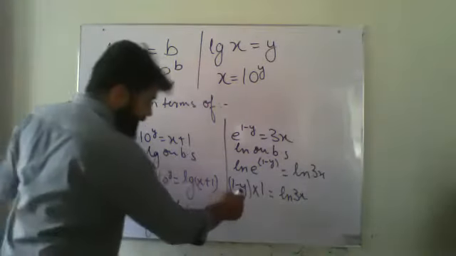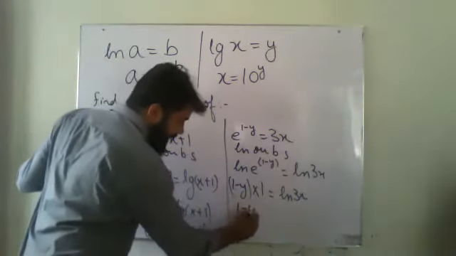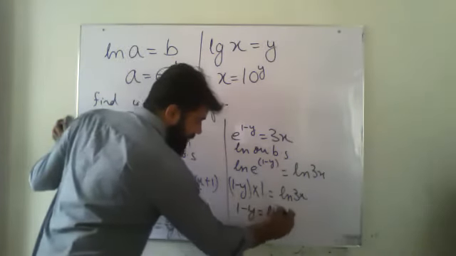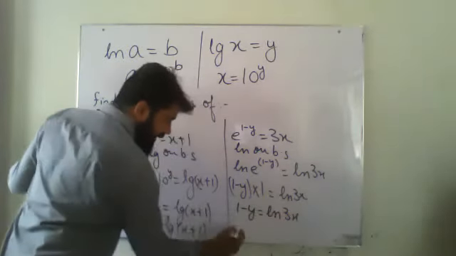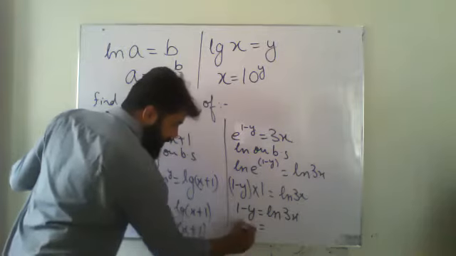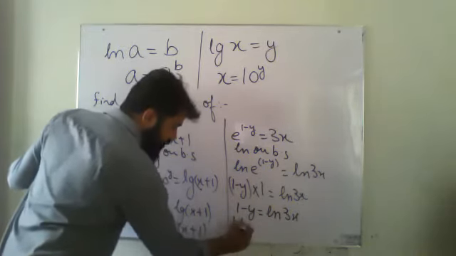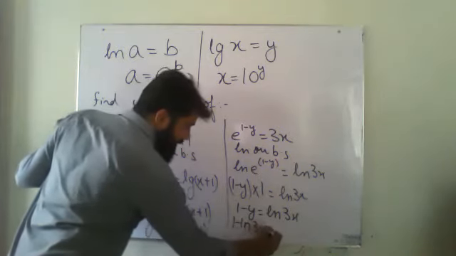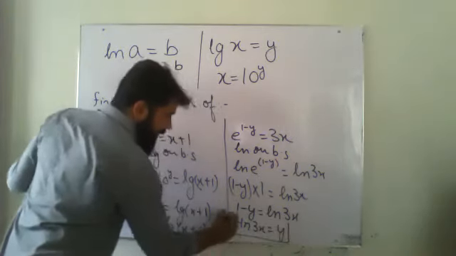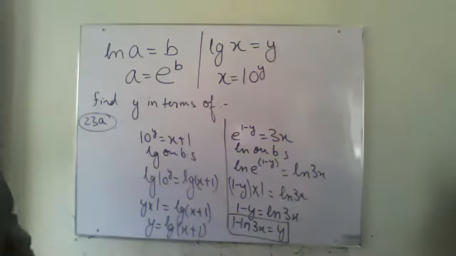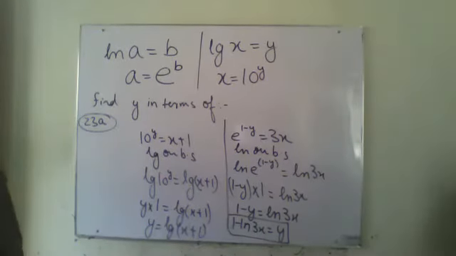Okay. After this, what will happen? 1 minus y equals ln 3x. Shifting it over here, it will become 1 minus ln 3x equals y, and that will be your answer. You will not solve it further right now.